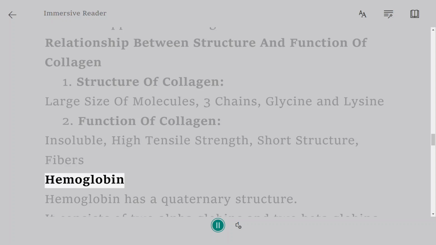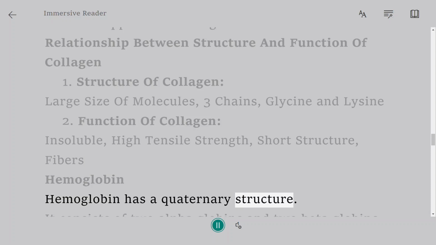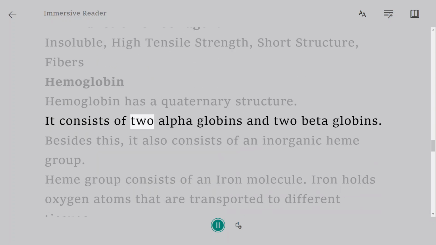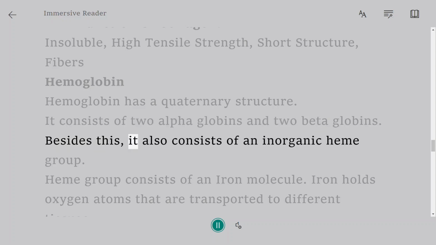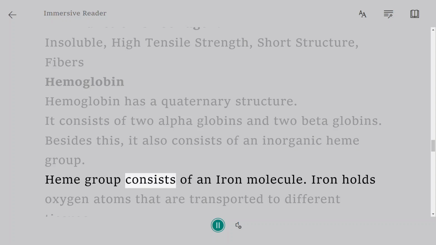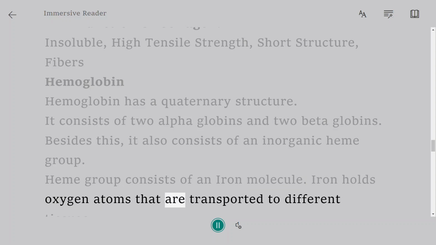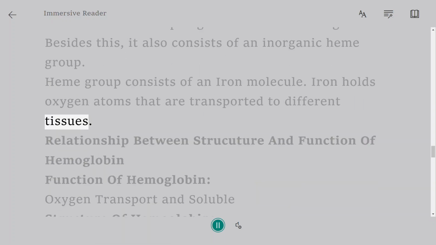Hemoglobin. Hemoglobin has a quaternary structure. It consists of 2 alpha globins and 2 beta globins. Besides this, it also consists of an inorganic heme group. The heme group consists of an iron atom. Iron holds oxygen atoms that are transported to different tissues.